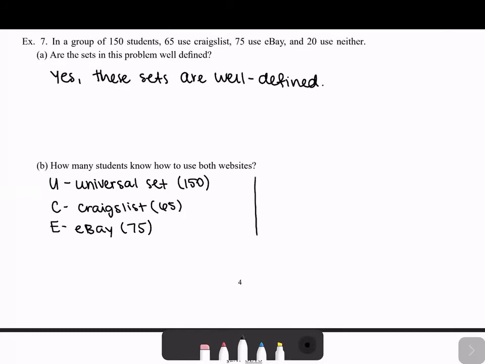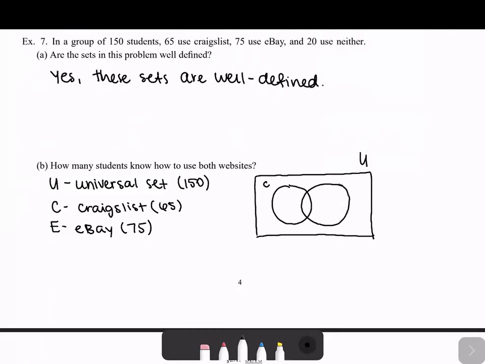So this picture, we're going to draw our universal set, right? Our universal set is always this box that our Venn diagram will live in. So we're going to have a circle for Craigslist and a circle for eBay. So we know that there are 150 students total, and we know that 65 are in Craigslist and 75 are in eBay.